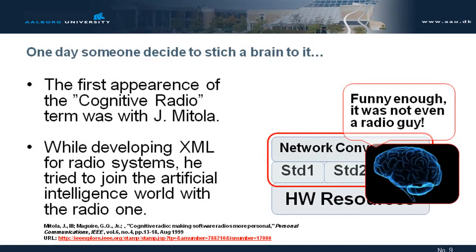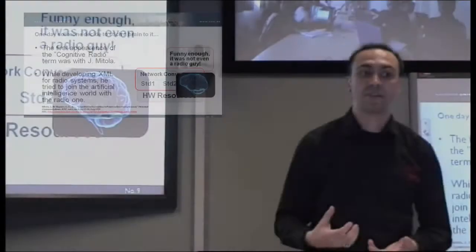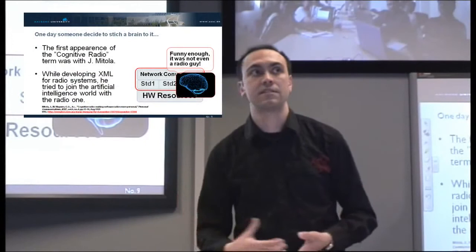And once we have this concept of doing things in software, there was some guy named Joseph Mittola that one day decided, okay, I am developing XML for radio systems, so I can easily configure these radio systems just with an XML file, easy to write, easy to code. Why don't we take something which is still software that manages these XML files and meta languages autonomously? Artificial intelligence was and still is a big fuss in the computer science world.